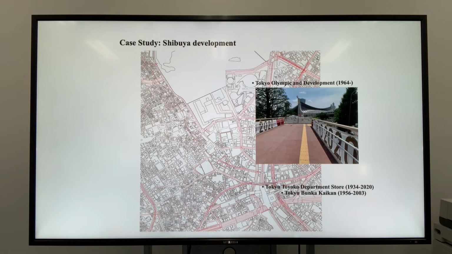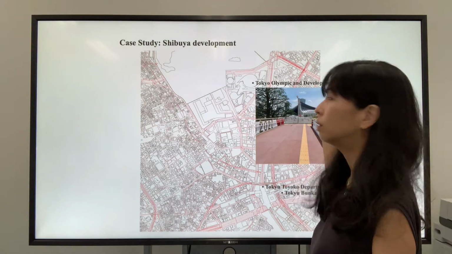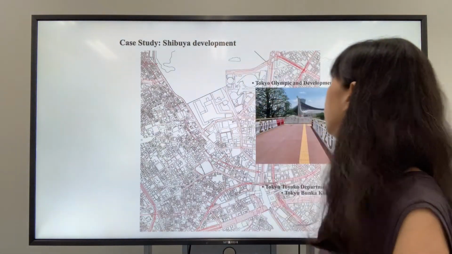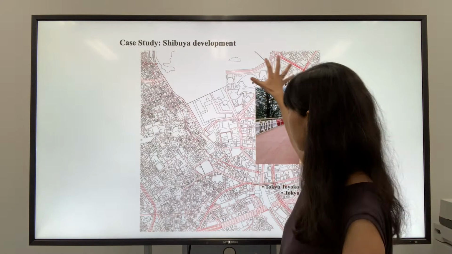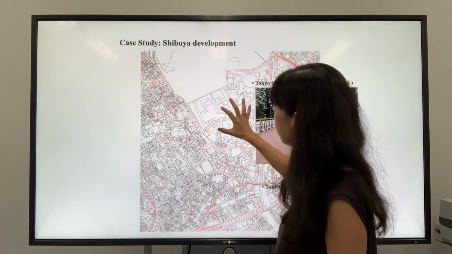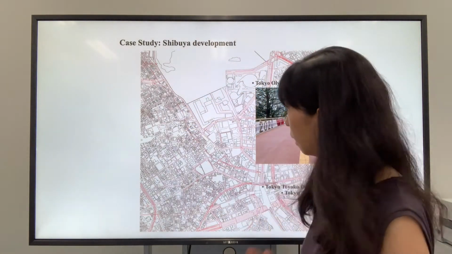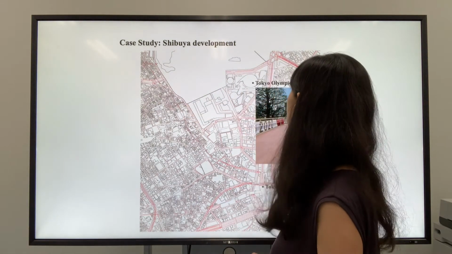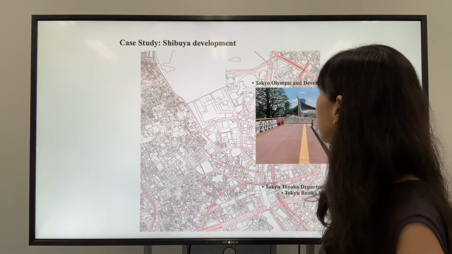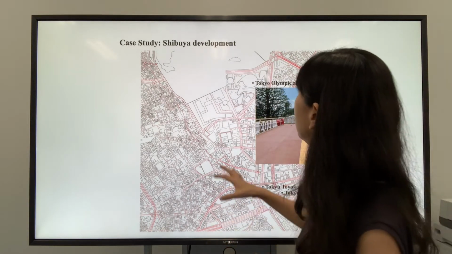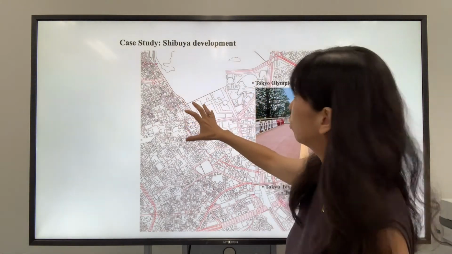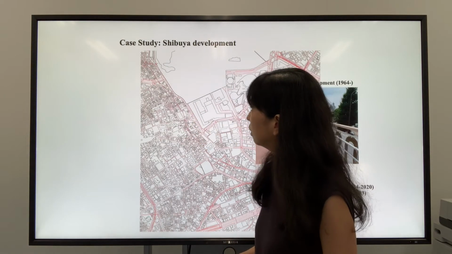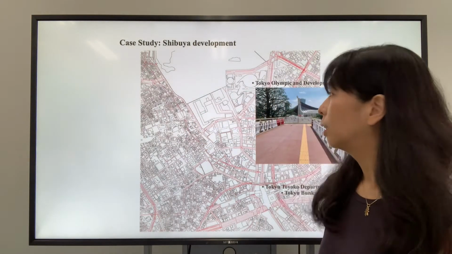Another big event that happened is the 1964 Tokyo Olympic Games. This has nothing to do with Tokyu, but it contributed to changing all this area. All this area used to be residential for the US Army, but as an opportunity for the Tokyo Olympic Games development, all this area was transformed into sports facilities, and there were also the headquarters of the NHK broadcast company.